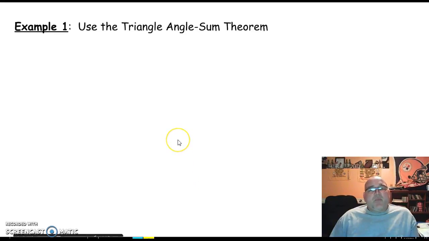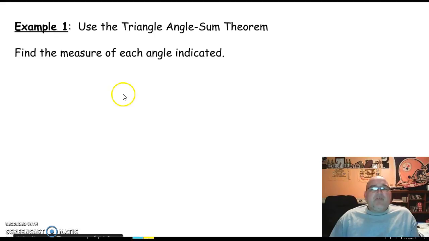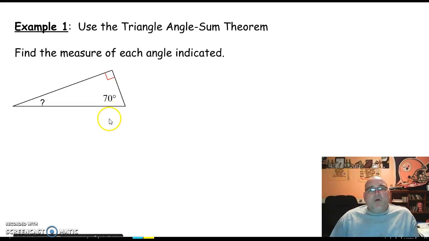Let's use it in example 1. Find the measure of each angle indicated. Here's our triangle. We know 2 of the 3 angles. Find the third. The third angle, the sum is 180, so it's 180 minus the sum of the 2 that we know. 90 plus 70 is 160, and thus the third angle is 20 degrees.